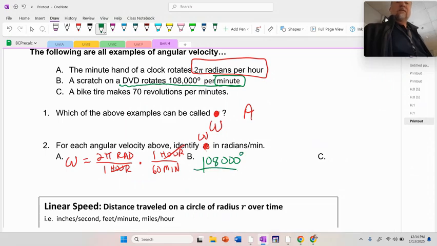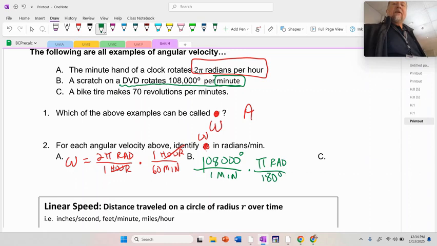108,000 degrees per 1 minute. But I have to convert degrees to radians. What's the conversion? Is it pi over 180 or 180 over pi? 3, 2, 1, go. It's pi over 180. Why? Because who cancels? Degrees. Now I can really treat this as dimensional analysis, and that's all you have to do. Now it would be in radians per minute because degrees are gone.